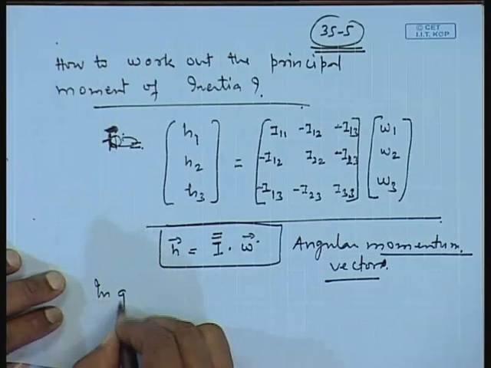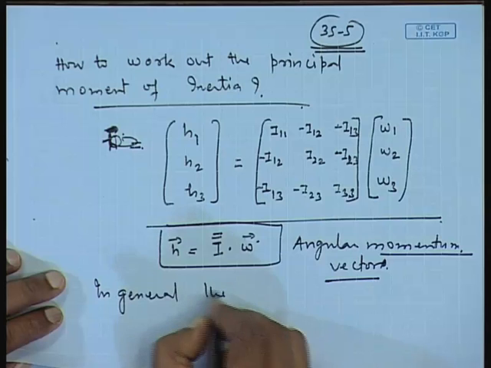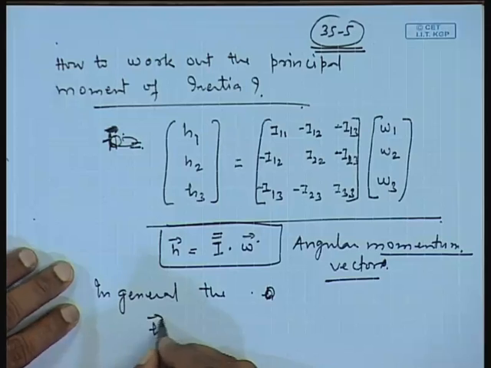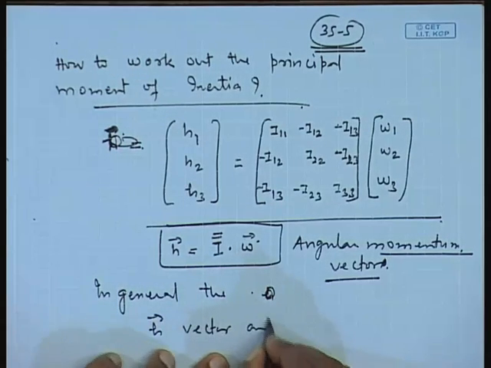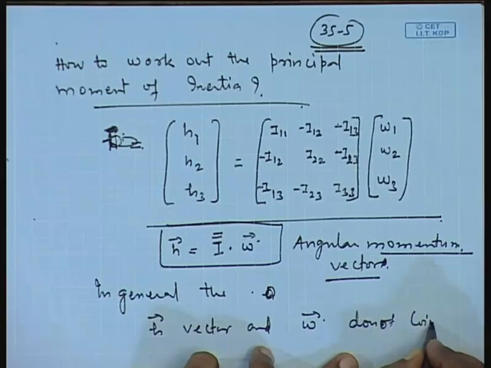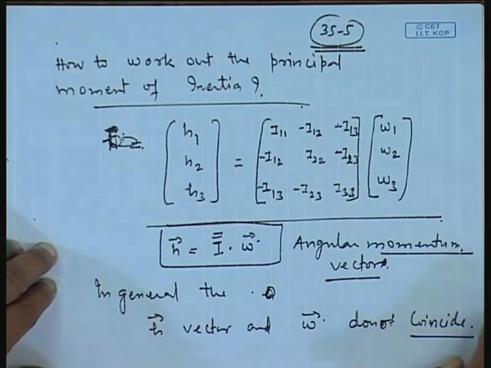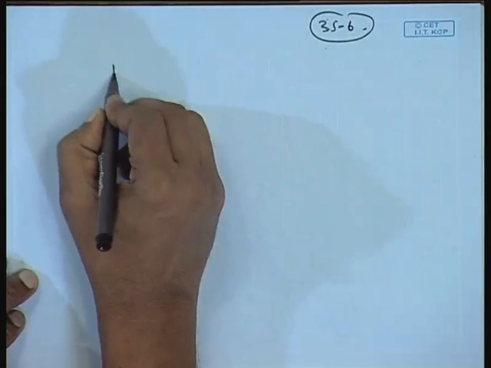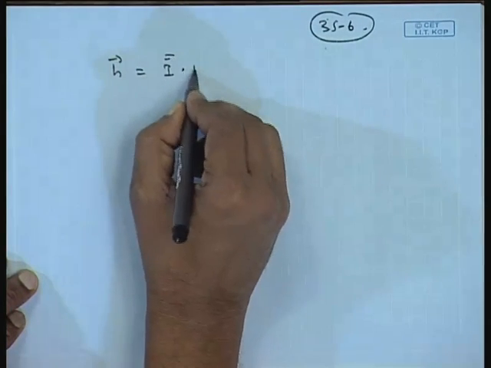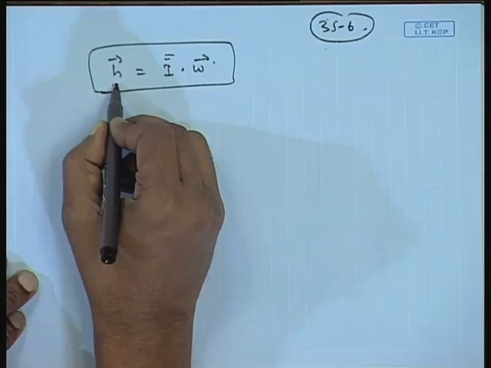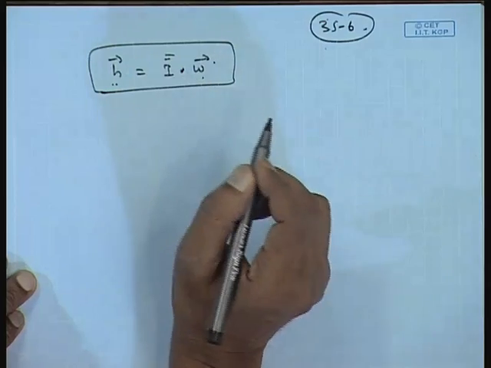So, in general, the H vector and the omega vector do not coincide. So, H is equal to I double bar omega. In this, the H vector and the omega vector are not the same.